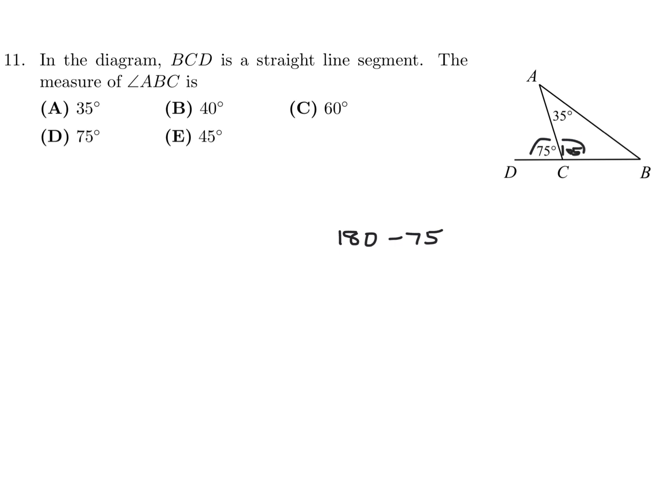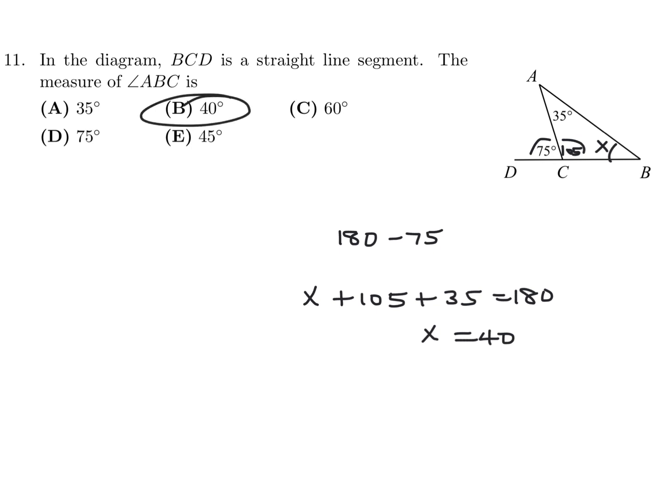And then all the angles, I'll call this angle X, all the angles of that triangle have to add up to 180. So X plus that 105 plus that 35 have to add up to 180, because all the angles in a triangle add up to 180. And when you solve for this, you get X equal to 40, and therefore 11 is B.